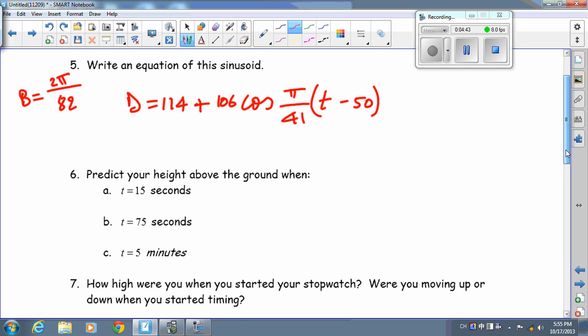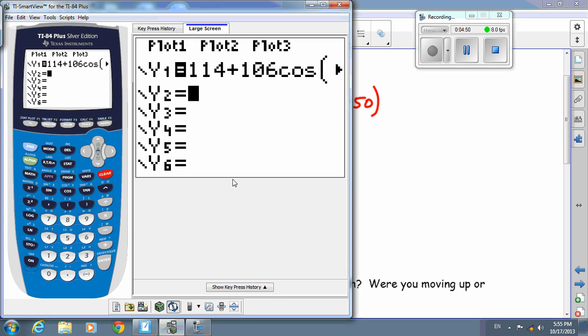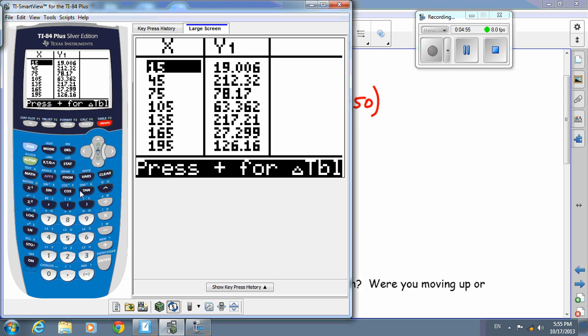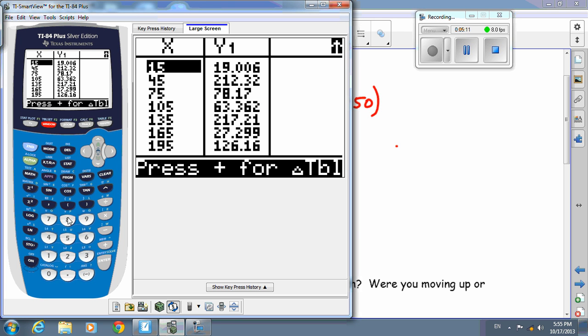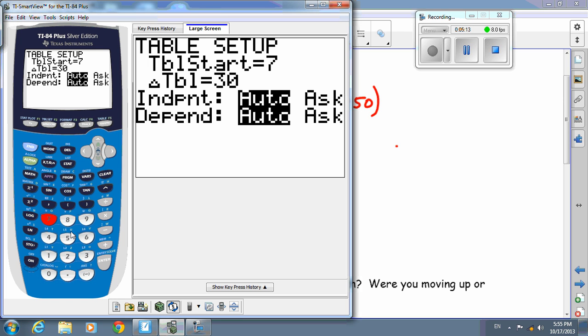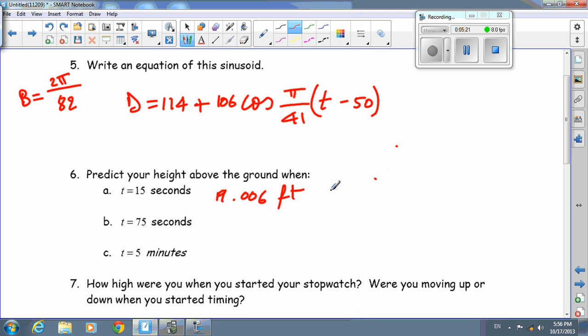I will go ahead and plug this into my calculator to answer the rest. On my calculator, on the y equal, I will put the whole equation. And once you put the whole equation, you will go to your table. Mine is already set up so that I get 15 at first. So you go to table set and set it up. For 15, apparently it is 19.006 feet. For 75, you do the same thing. I can just go to table set and request 75, press enter and go back to the table. It should start at 75 and my answer is 78.170.